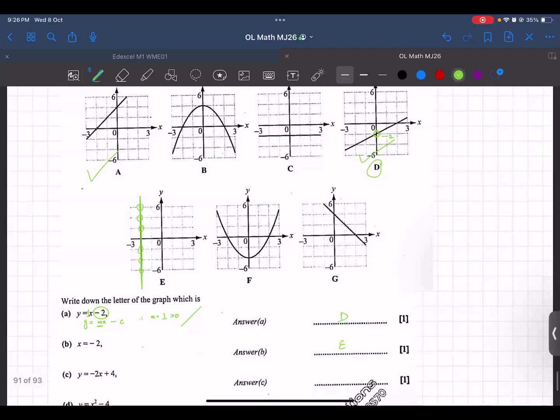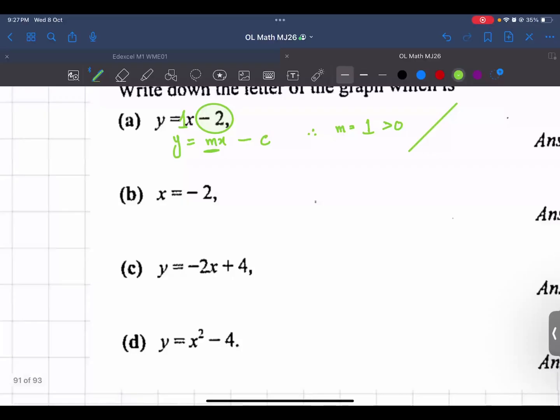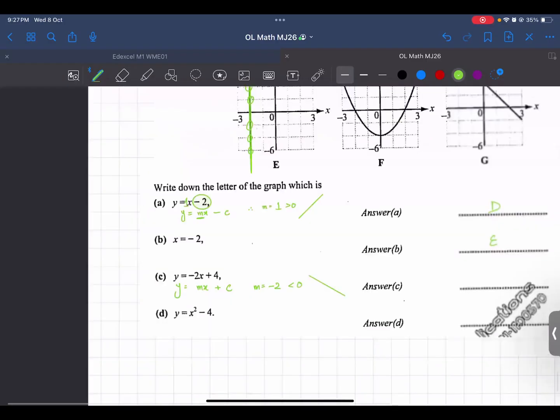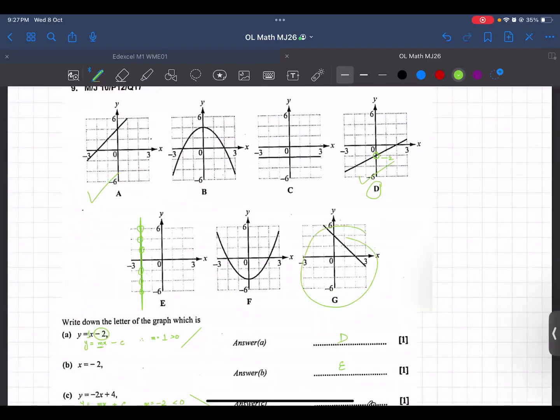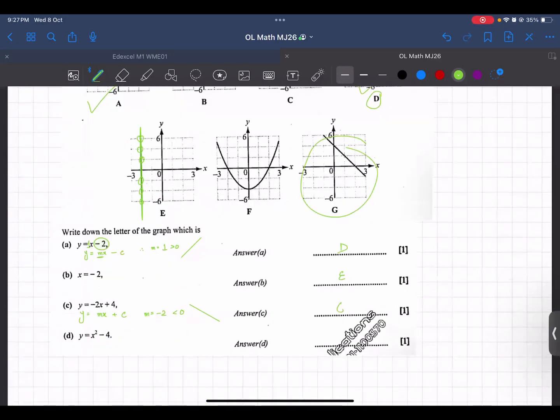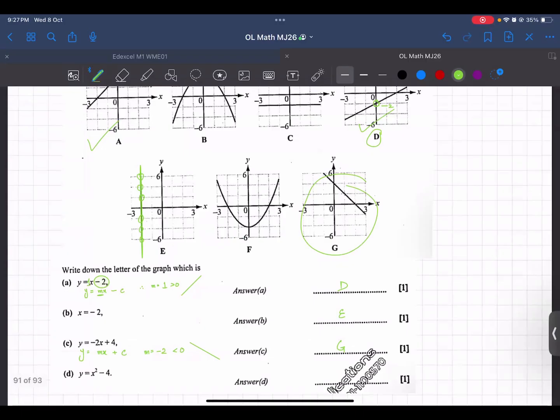And then part C, it is again a linear equation, and it has a gradient. What is the gradient of part C? Minus 2. Yes, which is a negative gradient, which means that the line will be tilted to the left side. So there is only one line which is tilted to the left side. G. But sir, its y-intercept is 4. Okay, yes, +4. D.